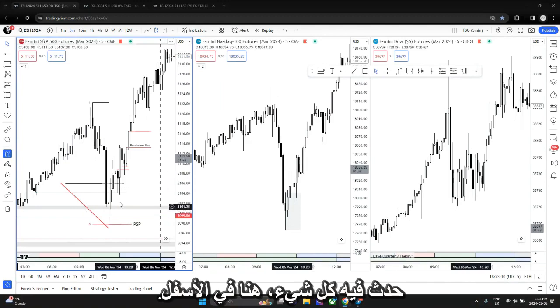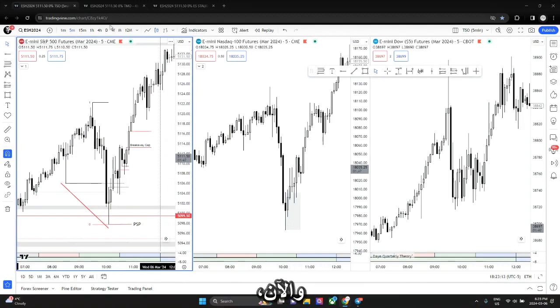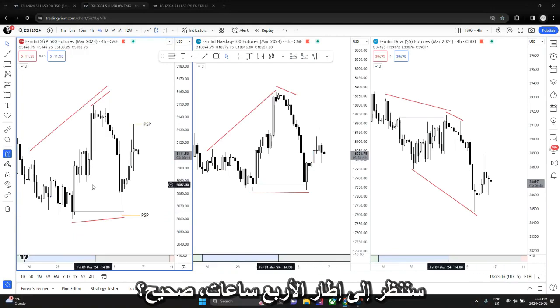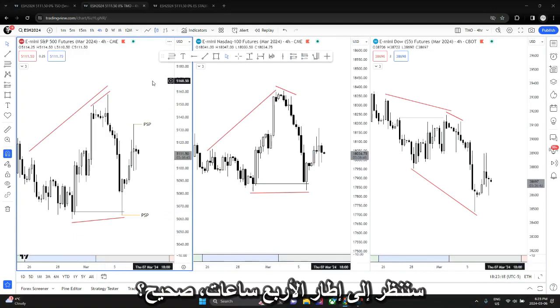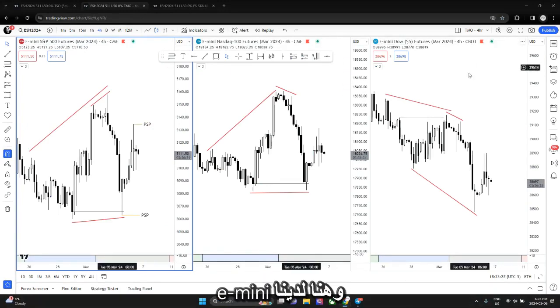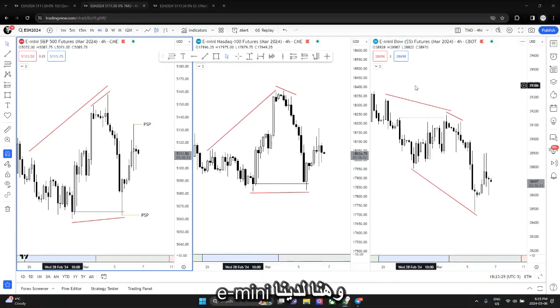And now we'll be looking at the 4-hour time frame. So here we have the S&P 500. Here we have the Nasdaq futures, and here we have the E-mini Dow.